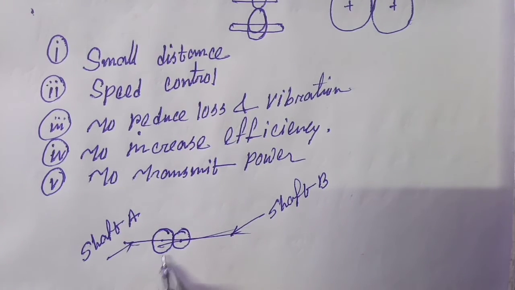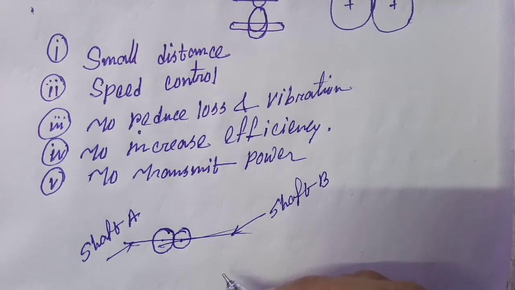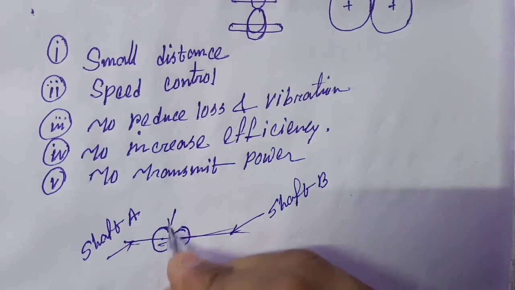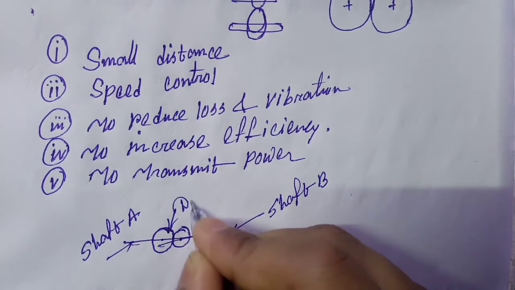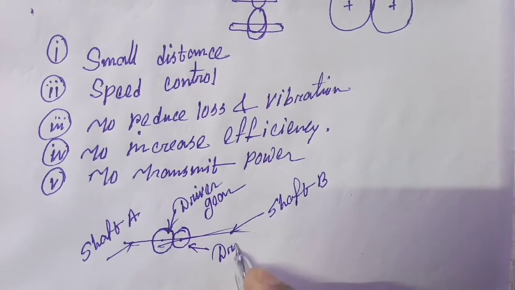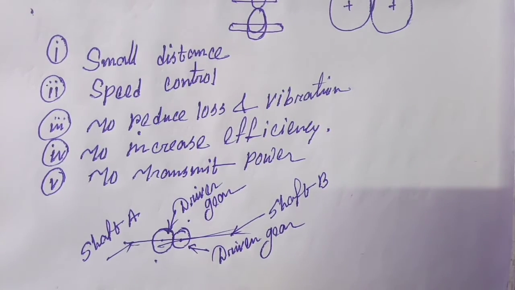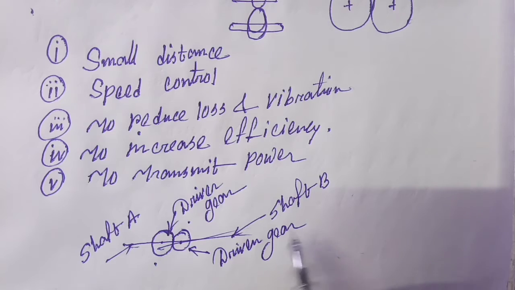If the diameter of the gear on shaft A is increased and the gear on shaft B is small, so this is called the driver gear and this is called the driven gear. If the diameter of the driver gear is increased and the driven gear is small compared to the driver gear, then the speed will increase. If the driver gear diameter is decreased compared to the driven gear, then the speed will decrease.